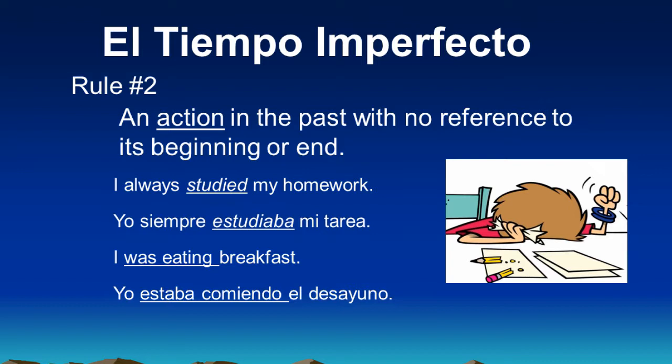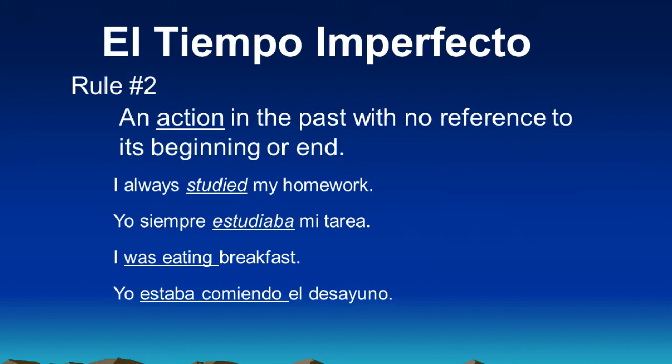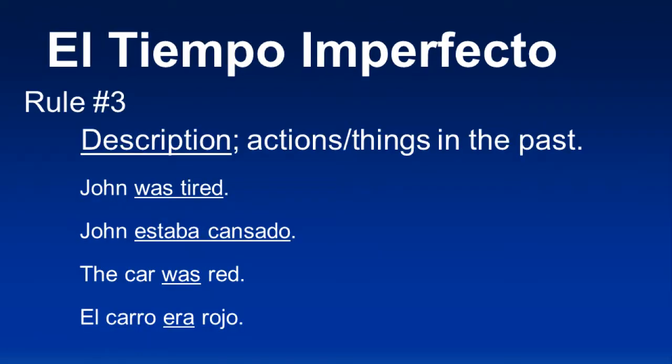Always, siempre, means that it was something that kept on happening in the past with no reference to a beginning or end. Siempre yo estudiaba mi tarea. I was eating breakfast. Again, an action that was begun but with no specific ending. Yo comía el desayuno. Rule 3, a description.